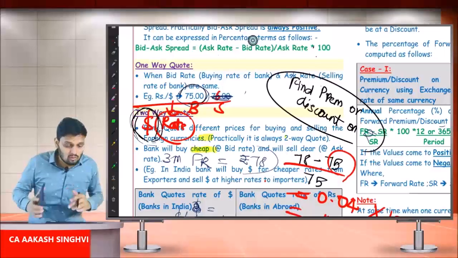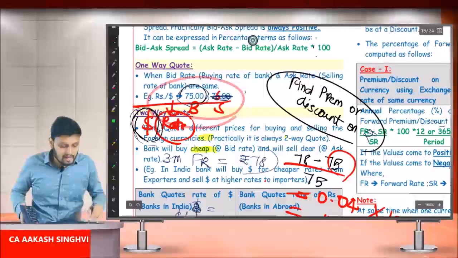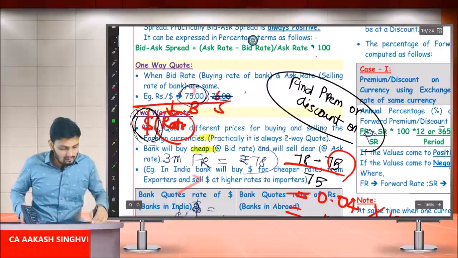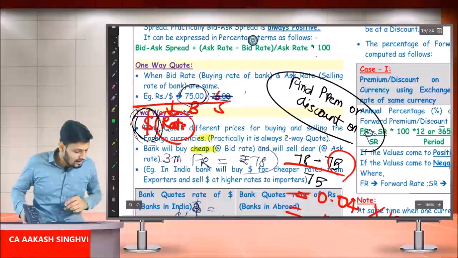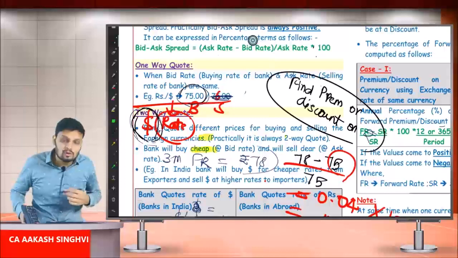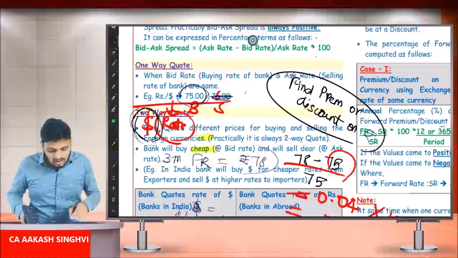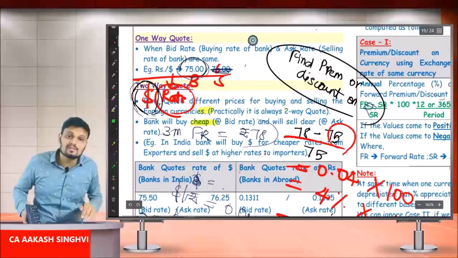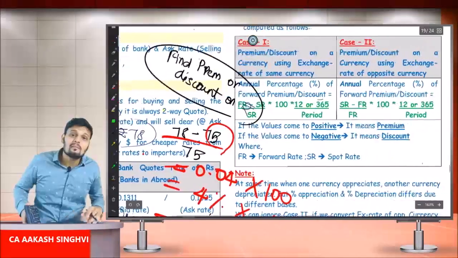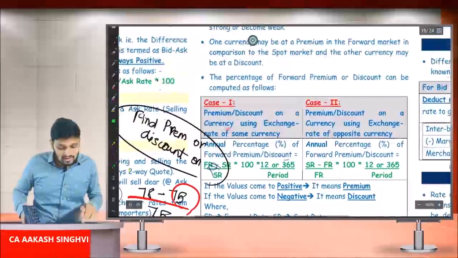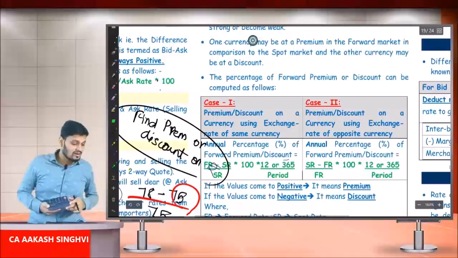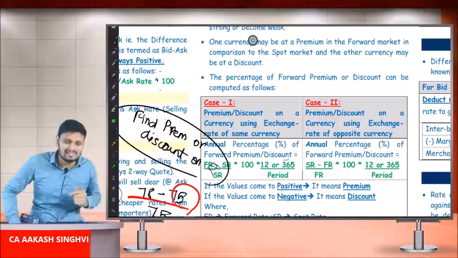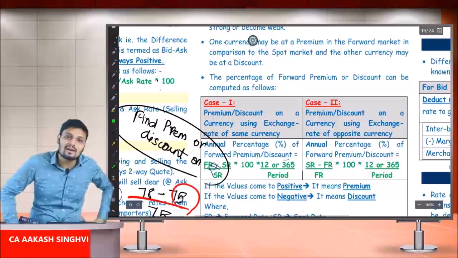In that case, what you do now, convert this dollar rate into rupee rate. Now what happens if you convert the dollar rate into rupee rate? You have to find premium or discount on rupee, as well as the rate is also in rupees. So which method or which formula will you use now? Case 1 or case 2? Come on guys, the answer is case 1.